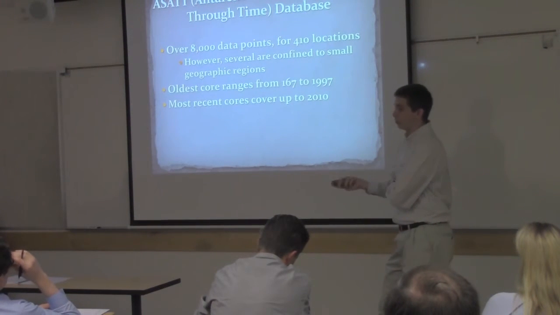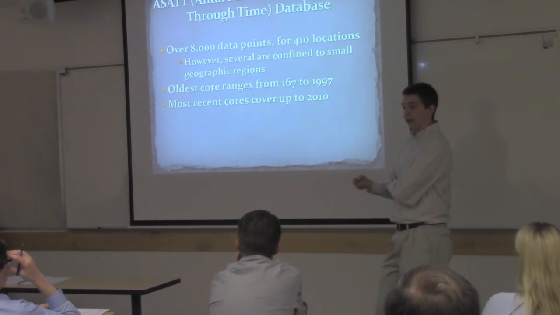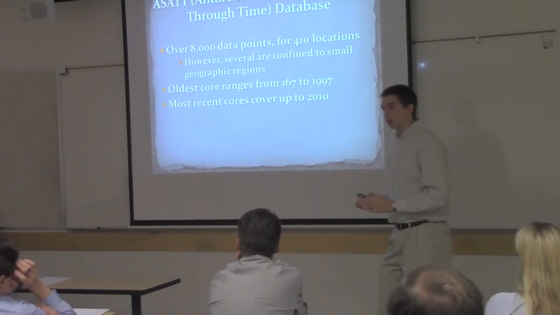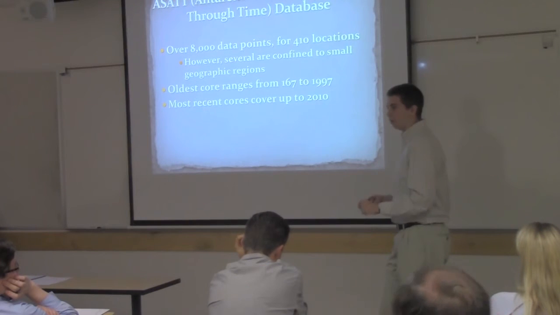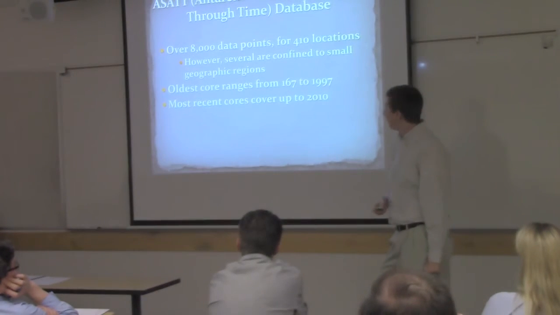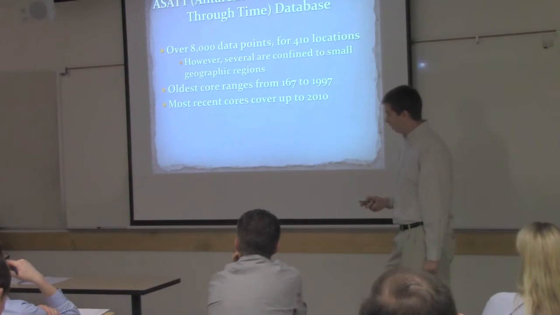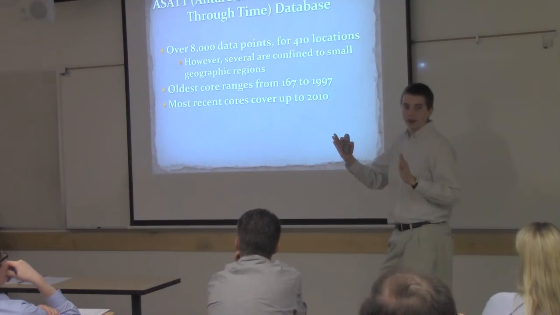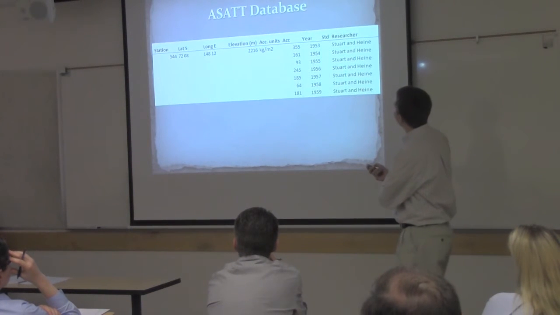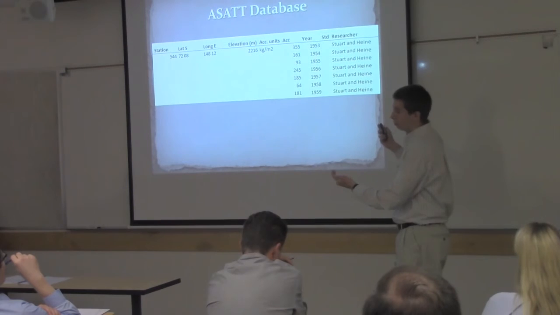The oldest core ranges from 167 AD to 1997, with more recent cores covering up to 2010. So when you compile all the cores together, we have an annually resolved snow accumulation time series from 167 AD to 2010 AD, which is a nice step-by-step look into this climate change instead of those multi-100-year averages. So here's an example of the database which I created.